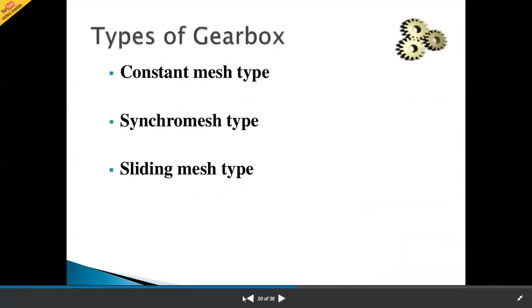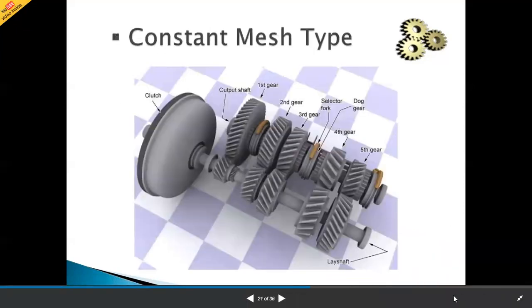Types of gearbox: constant mesh gearbox is there, then synchromesh type gearbox, and sliding mesh type gearbox are also available. In case of constant mesh, these are the different components available. This is the clutch, this is the output shaft, first gear, second gear, third gear, then selector fork, dog gear, and the dog clutch is also available there. Fourth gear, fifth gear. These are the lay shafts.